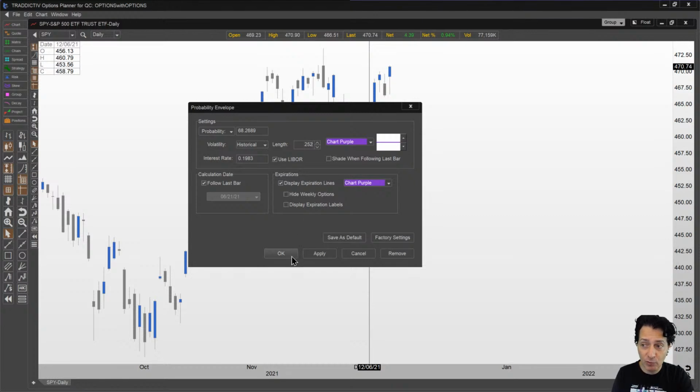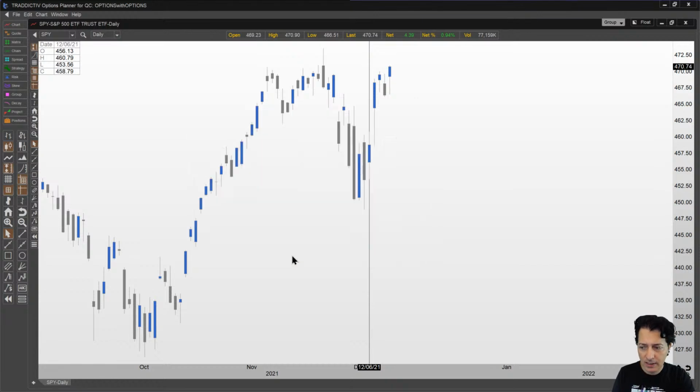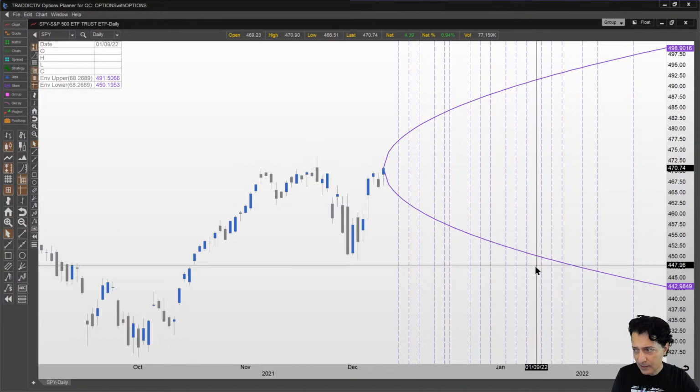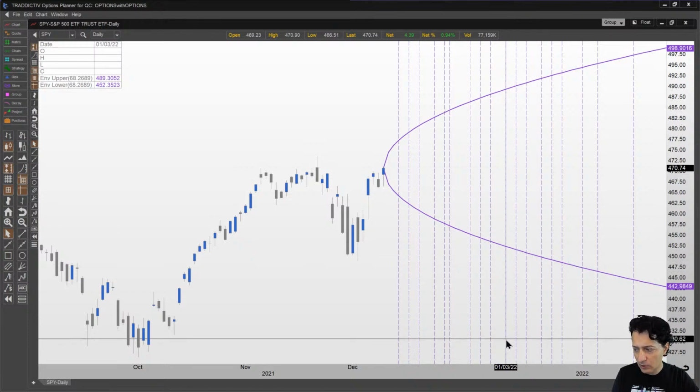So if we were to project the real speed of movement of the S&P during the last 1 year into the future, this is what you get. And the vertical lines represent expiration dates. So if you were to look at January 3, 2022, which I just picked randomly, if I put my mouse there, it's telling me that the highest you would go is 489, the lowest you would go is 452, if the stock was to behave like it has behaved in the last 1 year.